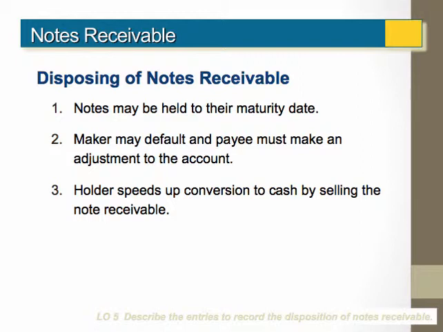Now, one way we can speed up the collection of cash, because we need the cash, is that we could potentially take that notes receivable and sell it to an outside party. That sale to the outside party is called selling the note to a factor.